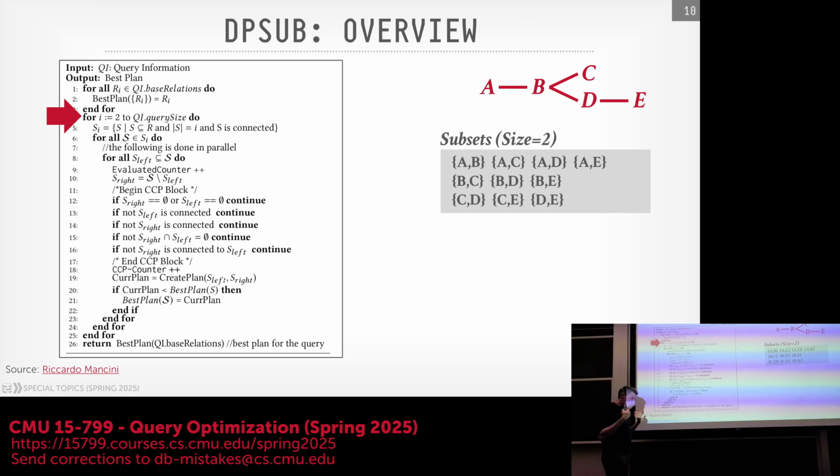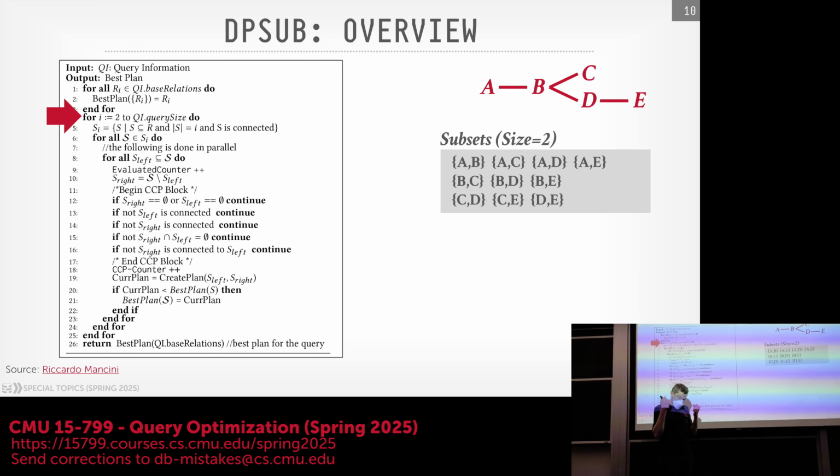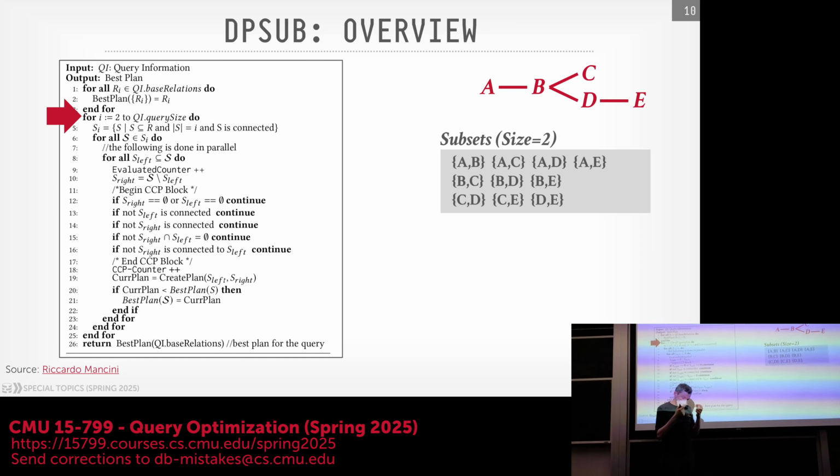Remember we talked about how in the case of the hypergraph one, they would make sure that they only generated subsets that were valid, rather than checking after they've generated them to see whether they were valid or not. This one just generates all of them.